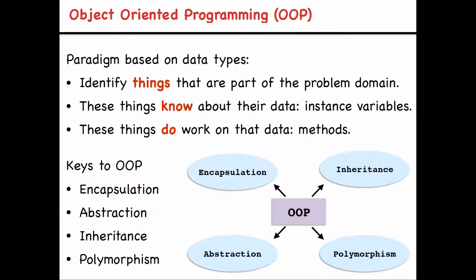Now, those things, the card, the deck, the hand, they know about their data. Those are called instance variables. So an individual card, a thing, is going to know what its value is. If we were using some graphics with it, it would know what image it was supposed to display on the front and on the back. So it would know about its own data. And then those things do work on their data. For instance, thinking about the cards, we might have a method that will flip the card from face up to face down. And so the data that would change is what image is being displayed, the front of the card or the back of the card.